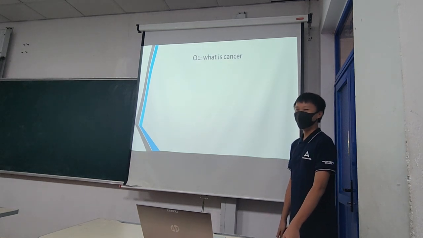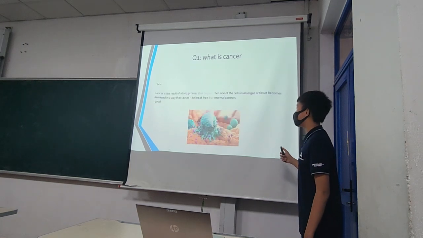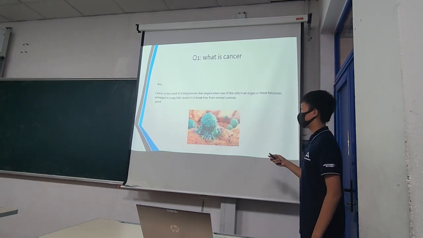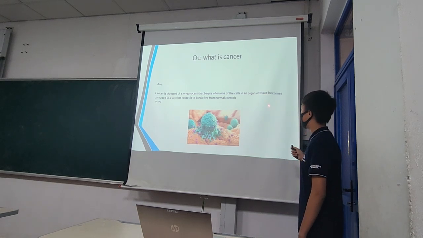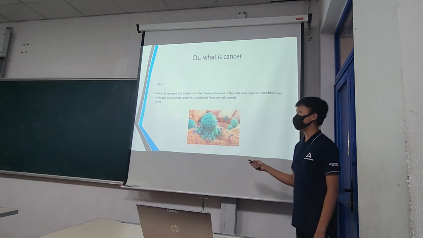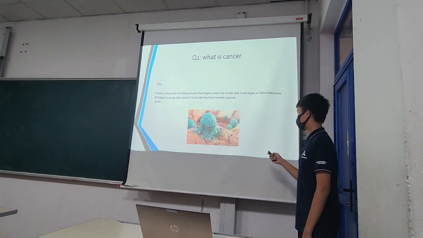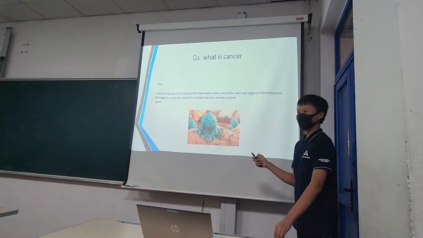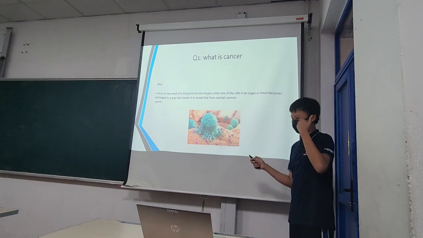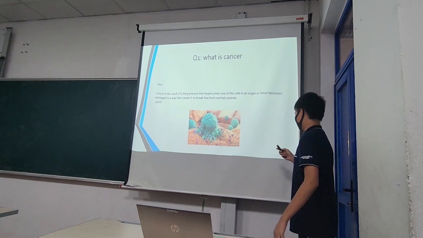Maybe Châu Anh, maybe. Alright. So, cancer is the result of a long process that begins when one of the cells in an organ tissue becomes damaged in a way that causes it to break free from normal controls. 5,000 to be given for this. Yes, of course. Mostly common. Okay.